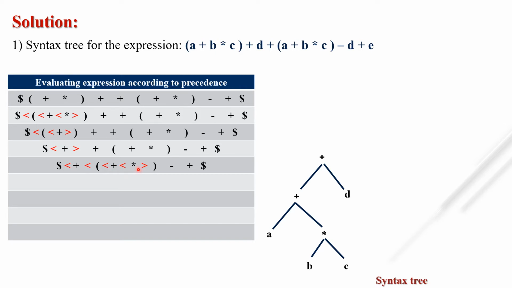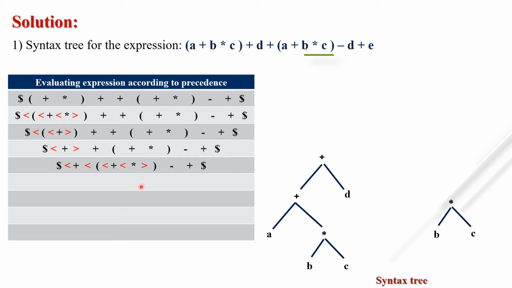So this expression indicates b into c. So we have to write it on the right hand side because this is on the right hand side of this expression a plus b into c plus d. So we draw the syntax tree on the right hand side, anywhere on the right hand side separately. Okay.